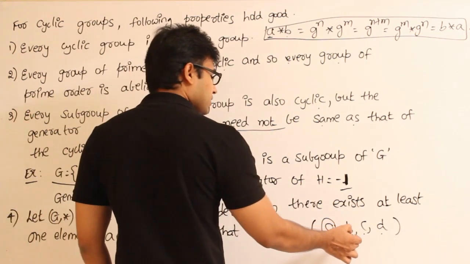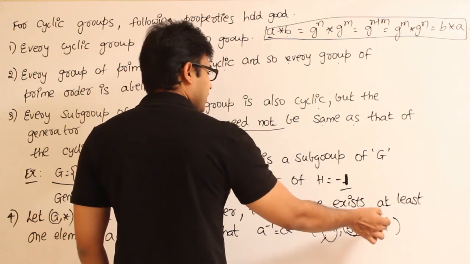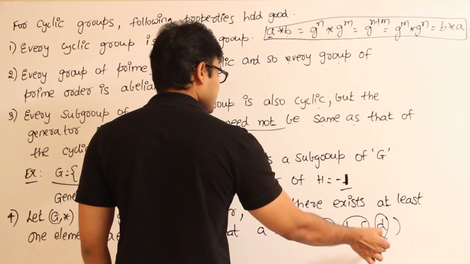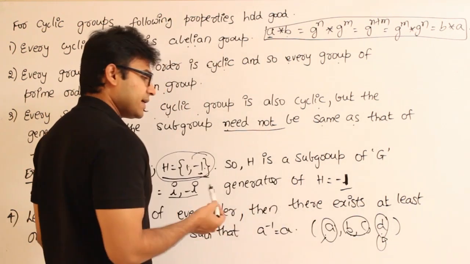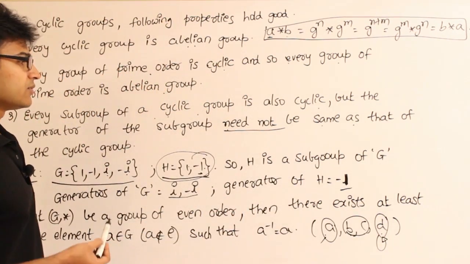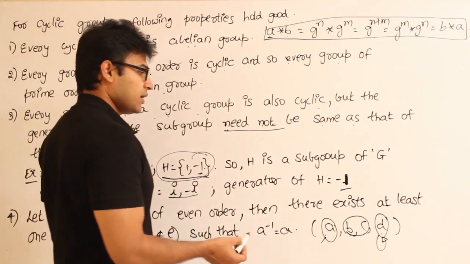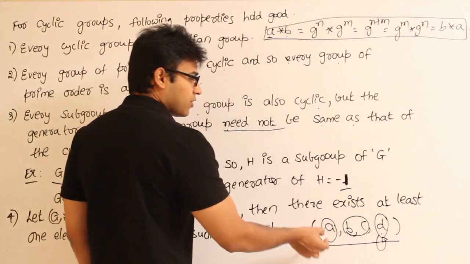So if you pair these two up, then one element will be remaining, and what about that element? It has to be inverse of itself. That is the meaning of it. So at least there will be one element which will be inverse of itself. That is the meaning of the point, right? The reason is simple. You have even number of elements, got it?